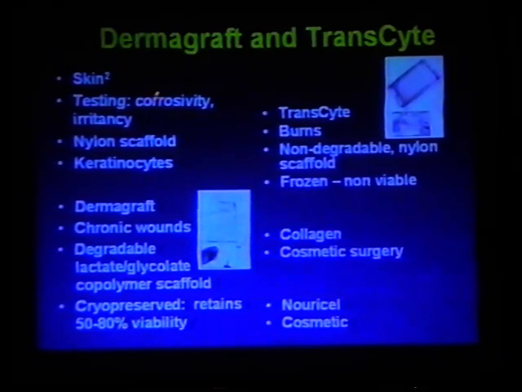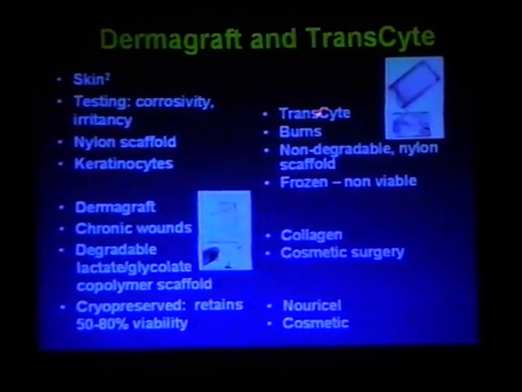Early on, ATS, Advanced Tissue Sciences, was making a test system rather like the ones that I've discussed earlier, based on this kind of dermal equivalent, dermal substitute, and it was used for testing corrosivity. It uses a nylon scaffold, and in this particular case, keratinocytes were included. The 2 products I'm going to talk about are Dermagraft and TransCyte.